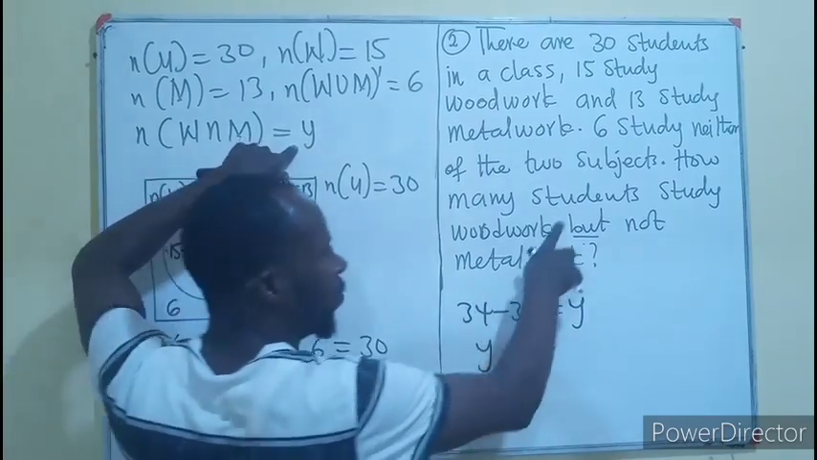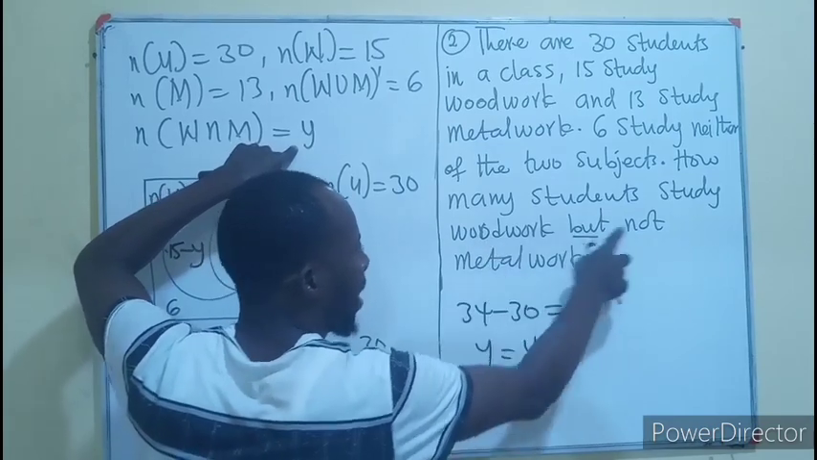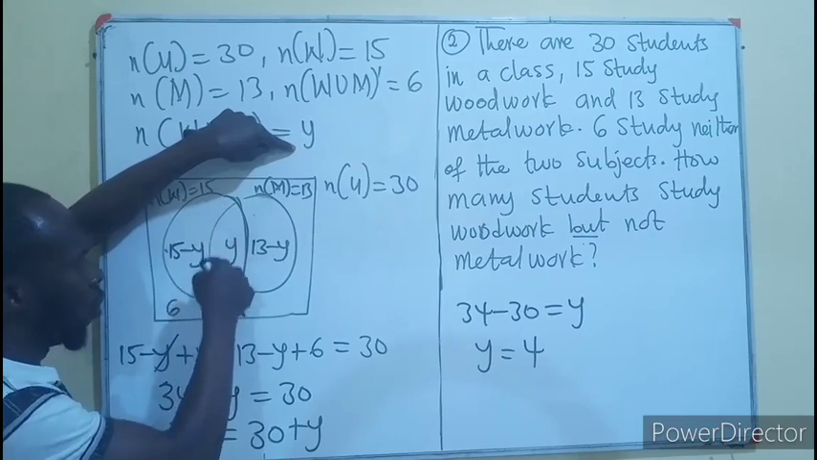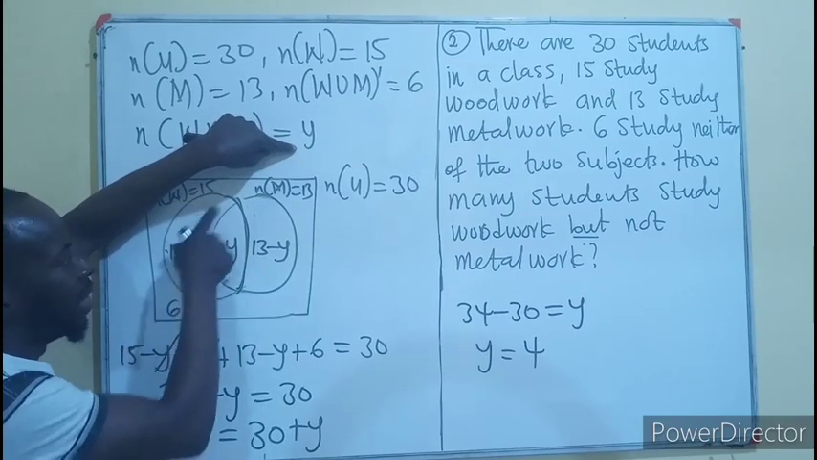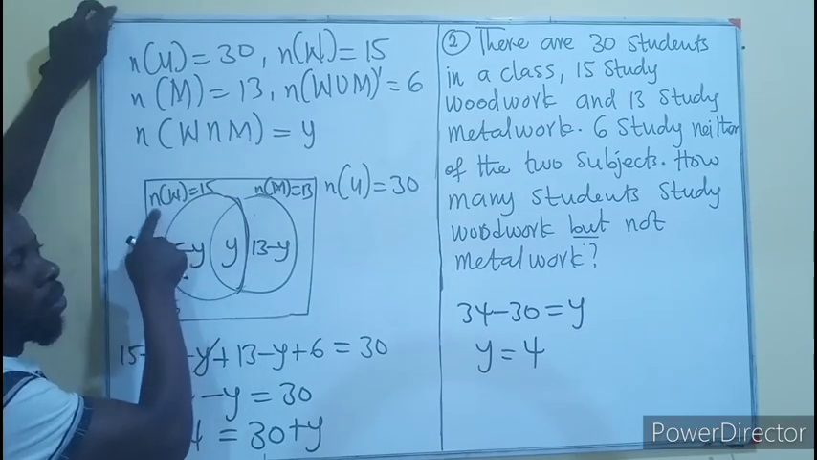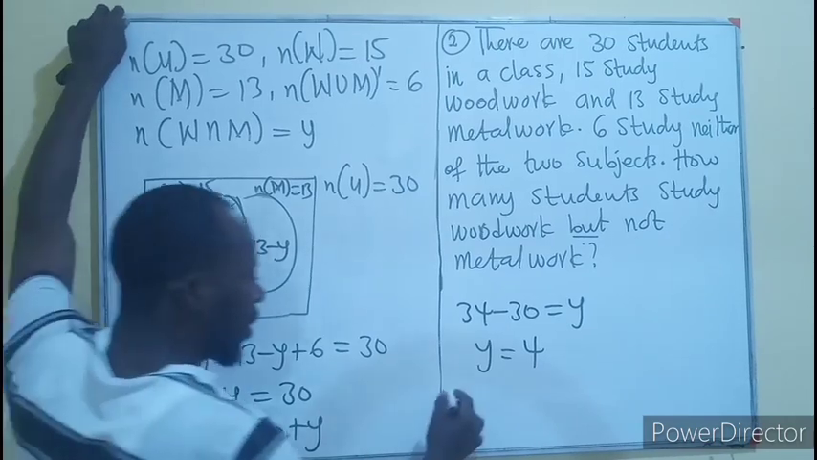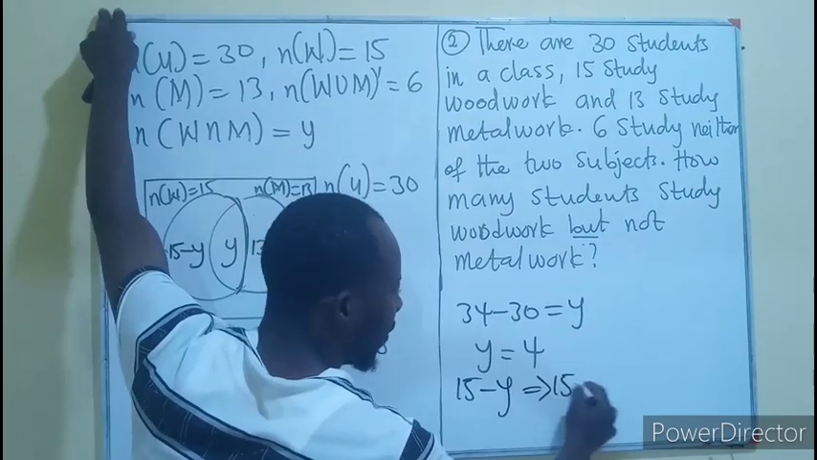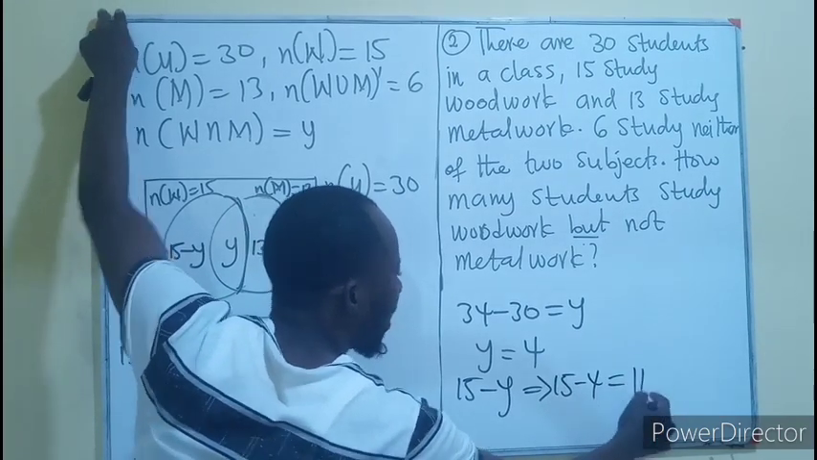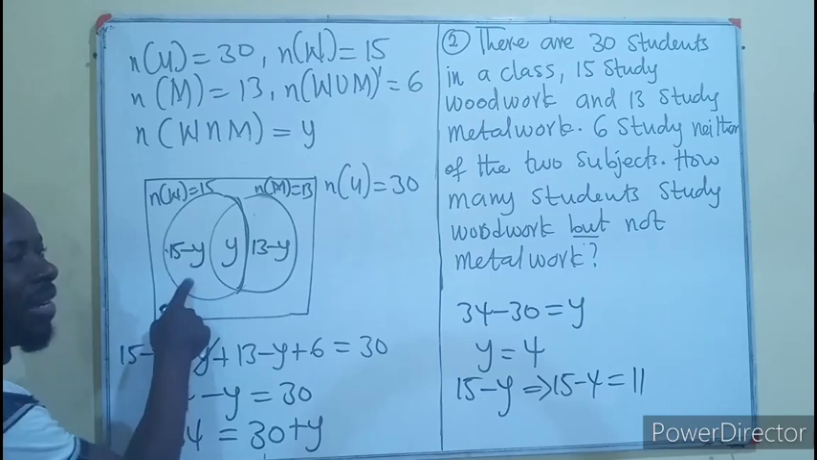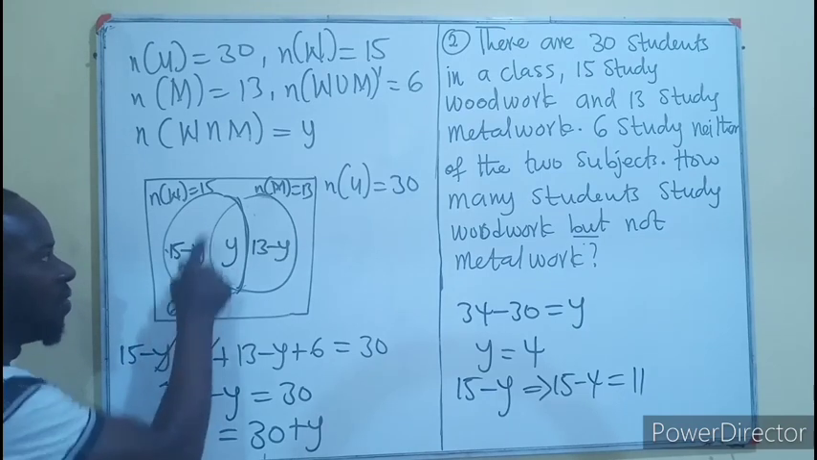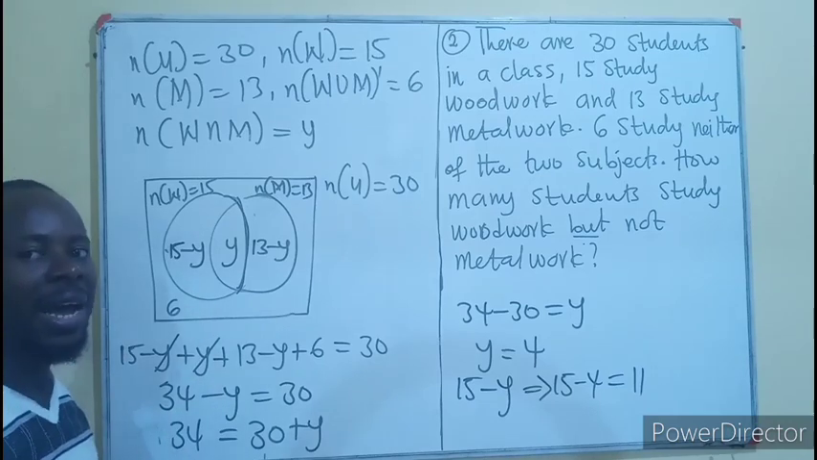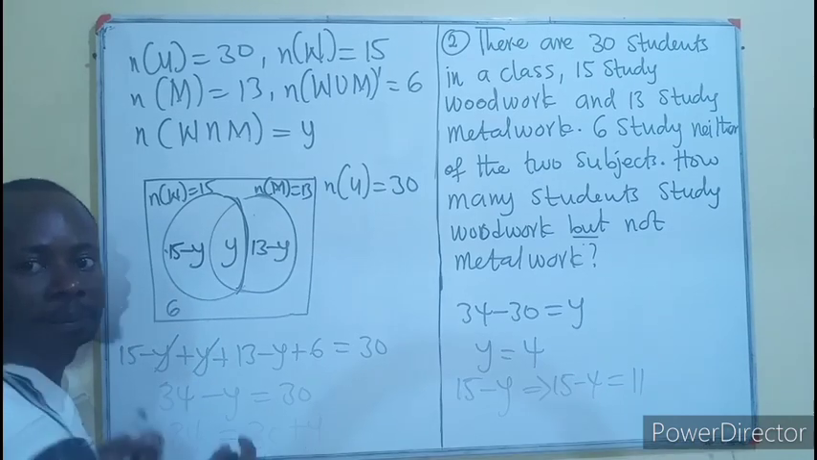But the question is asking for those who study woodwork but not metalwork. That is the region for woodwork alone, which will be 15 minus Y, which implies 15 minus 4 equals what? 11. So this region is 11. This region is 4. 4 plus 11 gives you what? Your 15. That is using the Venn diagram.